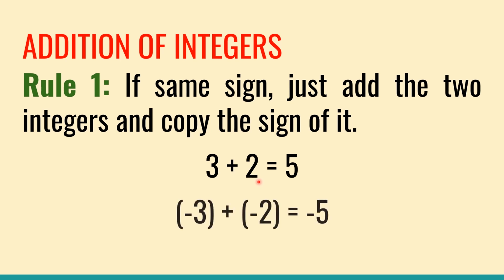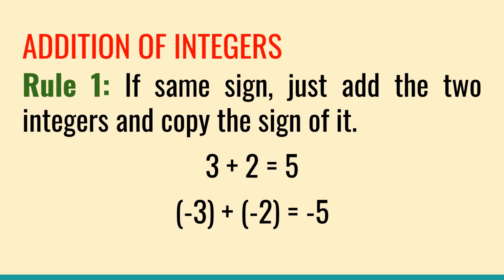Next, negative 3 plus negative 2 is equal to negative 5. Dahil parehong negative numbers ito, pagsasamahin lang natin ang mga ito at ang sagot ay negative 5. Negative ang sagot dahil negative ang mga numbers natin. Uulitin ko, kapag magkaparehas ang sign, pagsasamahin natin o i-add ang mga ito at kokopyahin lang natin ang mga sign ng mga numbers na ito.